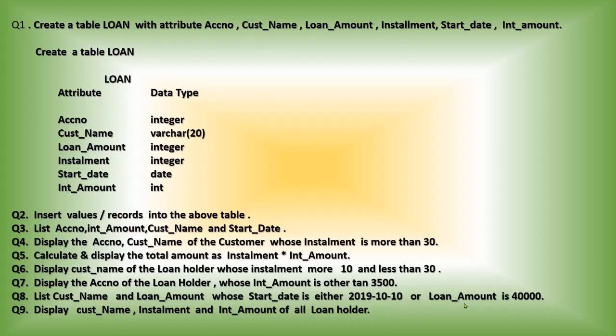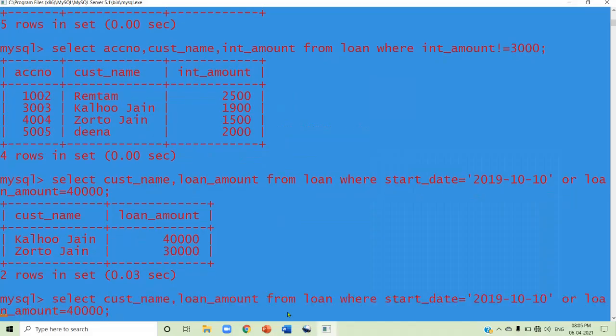Now see the next question, the last question. Display the customer name, installment and int amount of all loan holders. Customer name, installment and int amount. We can write the query. Same query I am updating, loan amount and int amount.